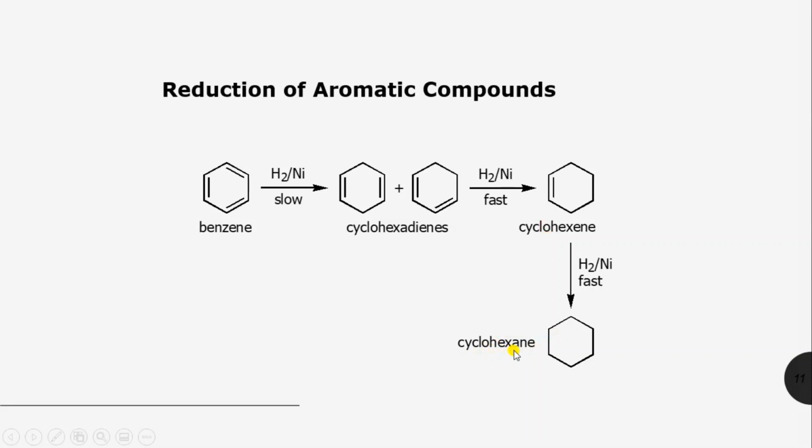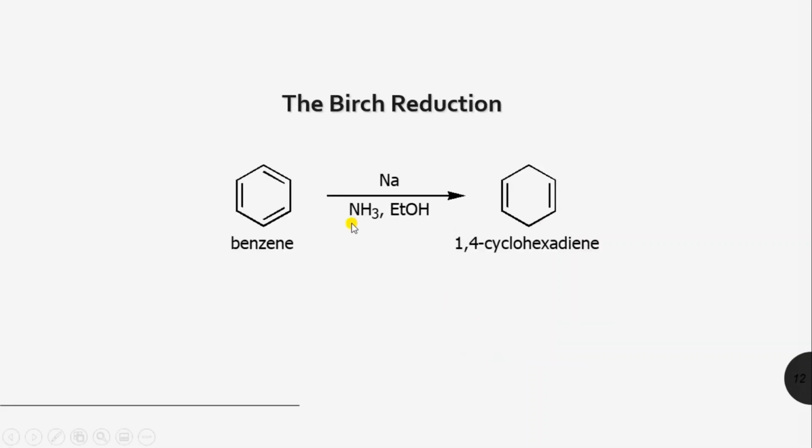And for the conjugated system, it will be much easier to undergo the addition reaction compared to the aromatic ring. On slide number 13, you can see that the benzene ring in the presence of sodium and ammonia and the solvent ethanol undergoes the Birch reduction, that is called the Birch reduction, where 1,4-cyclohexadiene is produced from benzene.